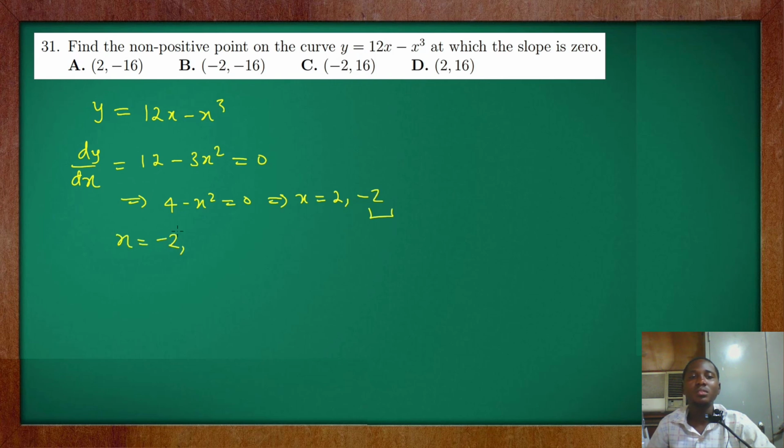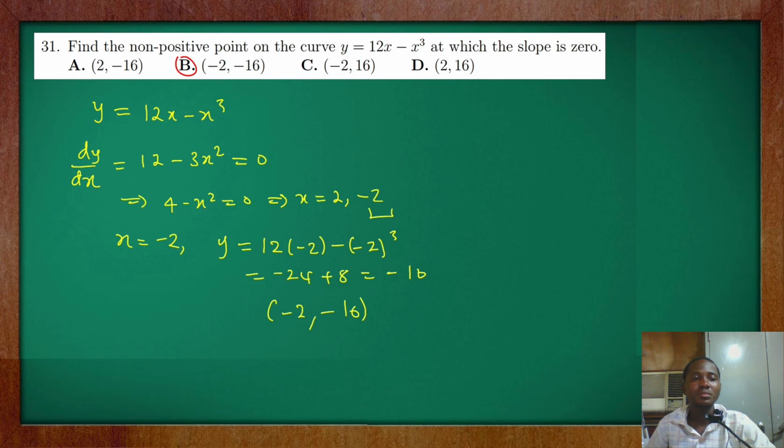Negative 2. So if we substitute x to be negative 2 in this function, my y is just going to be 12 times minus 2, then minus 2 raised to power 3. That means we have minus 24 plus 8, which will give us minus 16. So the non-positive point is minus 2 comma minus 16. So the correct option to this question is option B. Alright, so let's move on to the next question.